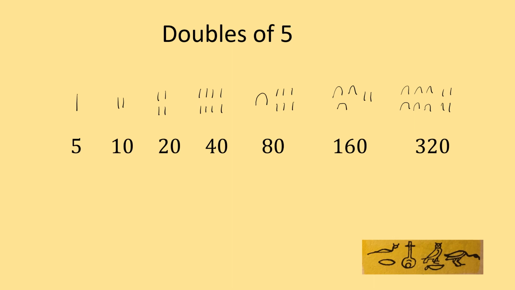We can see a similar pattern with the doubles of 5. So we have 1 five, 2 fives, 4 groups of 5, 8 groups of 5, 16 groups of 5, 32 groups of 5, and 64 groups of 5. There is also an interesting relationship between the digits in front of the 0 in each of these multiples of 5. Can you see what I'm referring to?